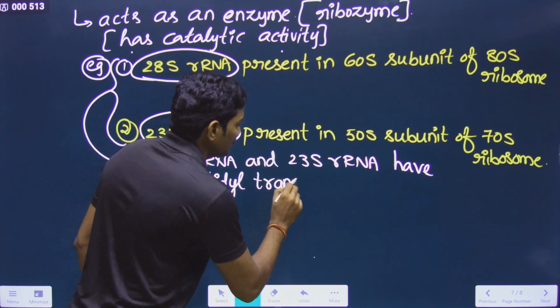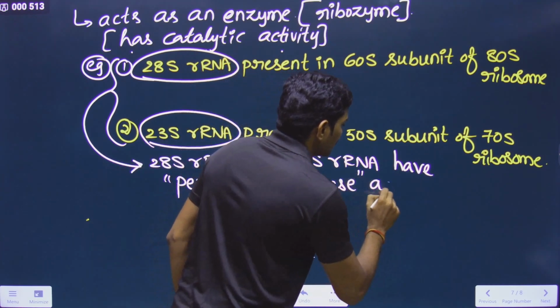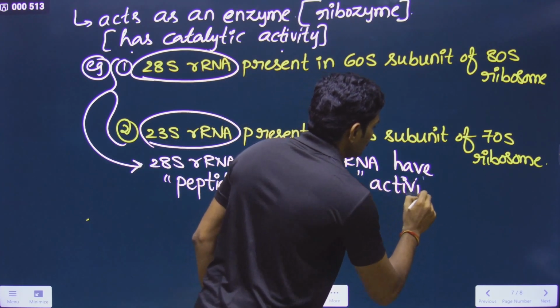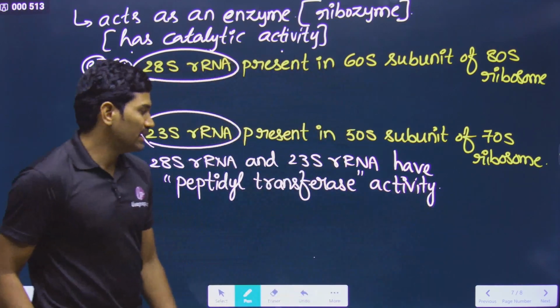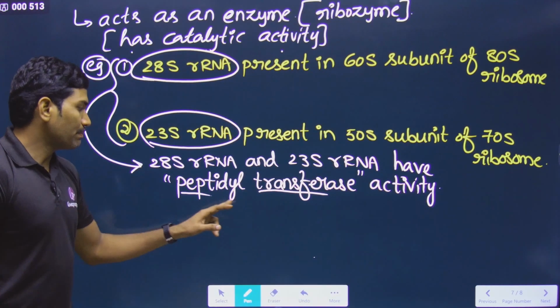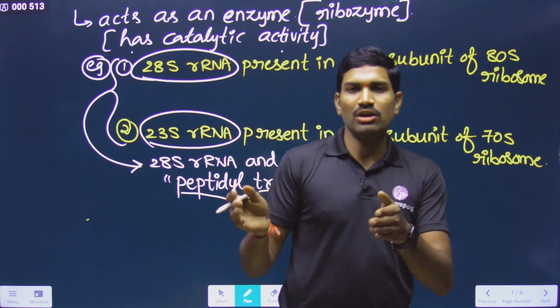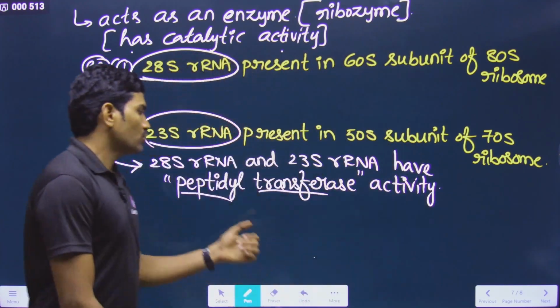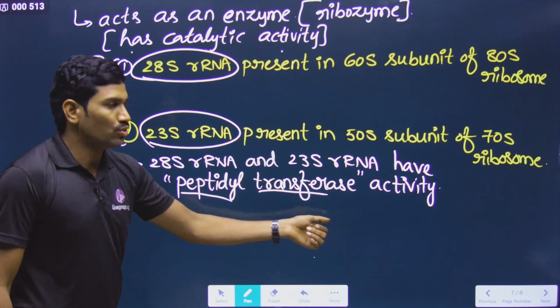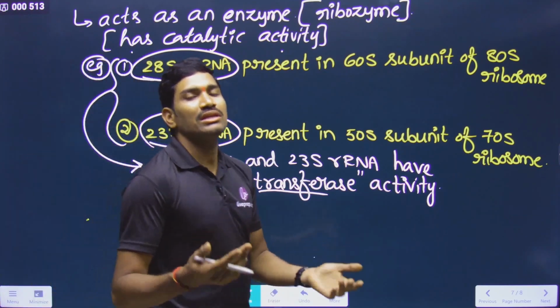You can easily understand the meaning also. Peptidyl transferase activity. What is the function of these RNAs? They will help in transfer of what? Peptide. Peptide means what? Small protein. Lengthwise if it is small, that is called a peptide. So peptide transfer. So that means these two are involved in protein synthesis.